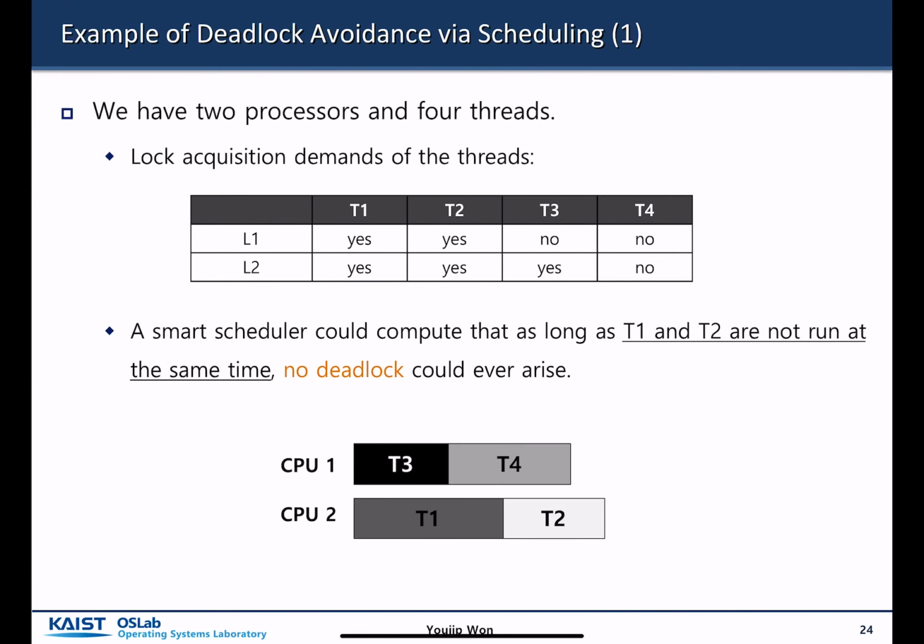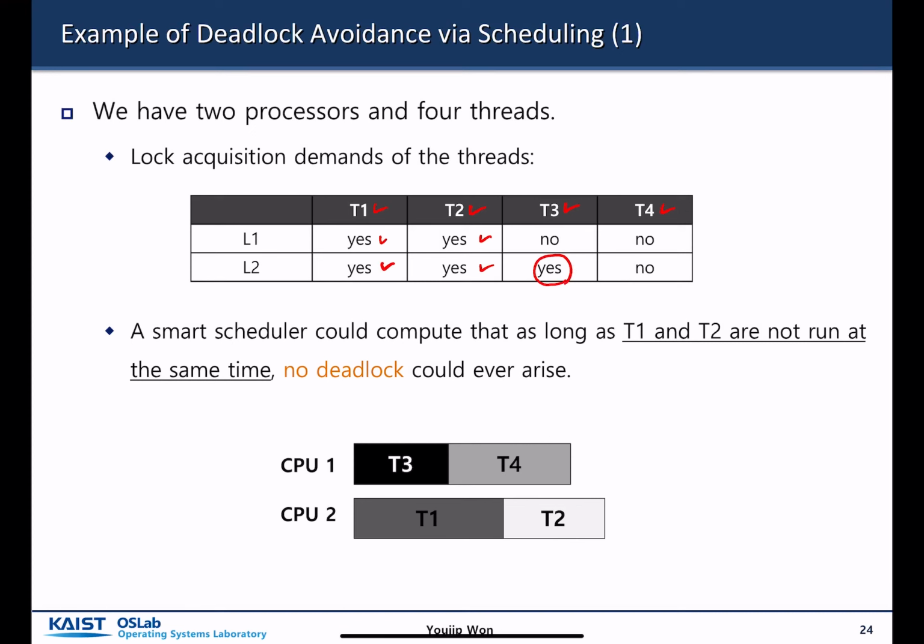Let's consider the following scenario. There are 2 processors and 4 threads. And these are the lock acquisition demands of the threads. There are 4 threads: thread 1, thread 2, thread 3, and thread 4. Thread 1 requires 2 locks, lock 1 and lock 2. And thread 2 requires lock 1 and lock 2. And thread 3 requires lock 2 only. And thread 4 does not require any locks.